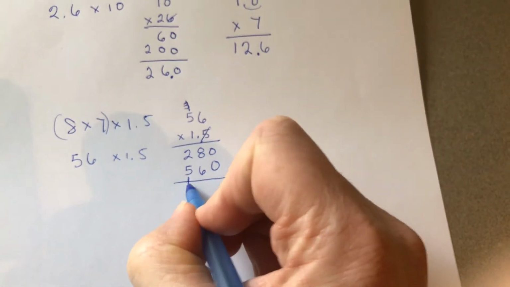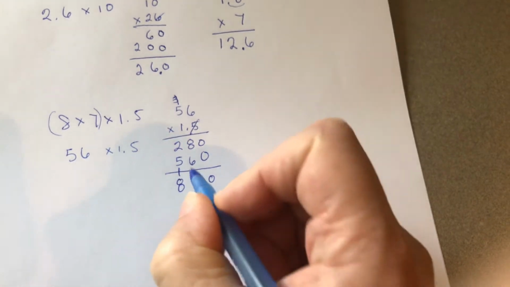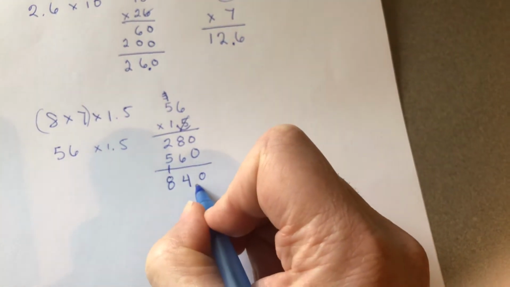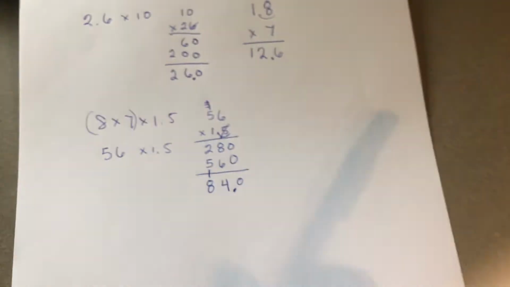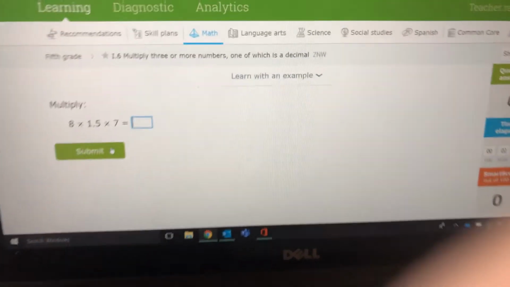0, 14, 6, 8. How many numbers to the right of the decimal? Just 1. So 1 number to the right of the decimal. So let's see. 84.